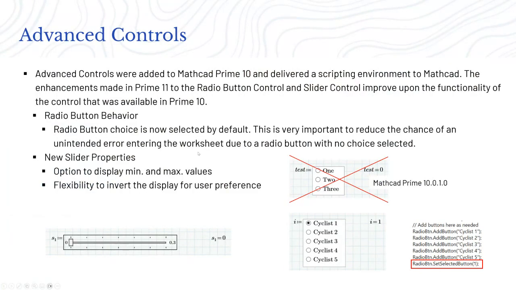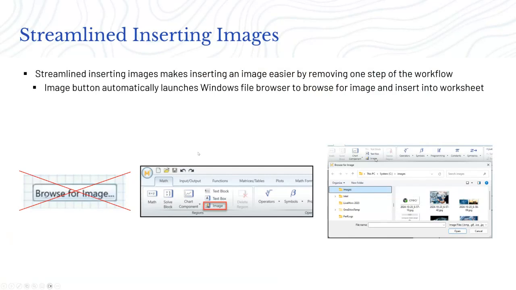Okay, so this is about the advanced controls. And then a small improvement about the insertion of images. Before 11, I think everybody remembers the moment you inserted an image, you got the button in the worksheet you see on the left. This button has disappeared.